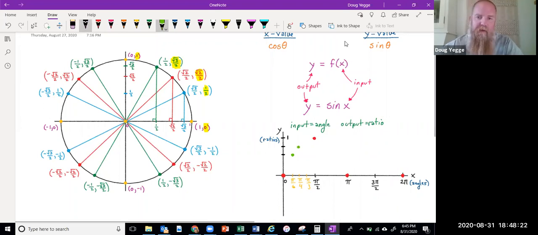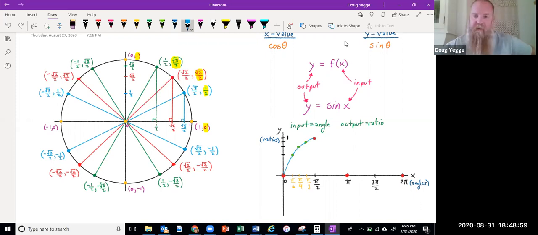And then my value at pi over 3 is going to be 0.87, √3/2. So when I plot that point at pi over 3, I end up getting a value of √3/2. And so hopefully you are recognizing that the y values are increasing in the first quadrant. And just to make this a little bit nicer, it actually reaches a high point at pi over 2. And it starts at the x-axis.